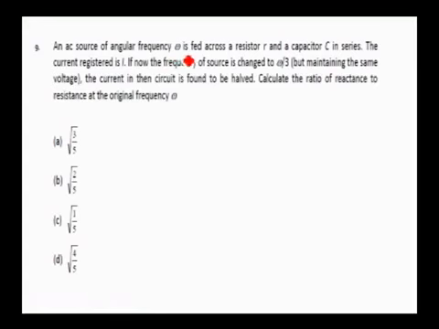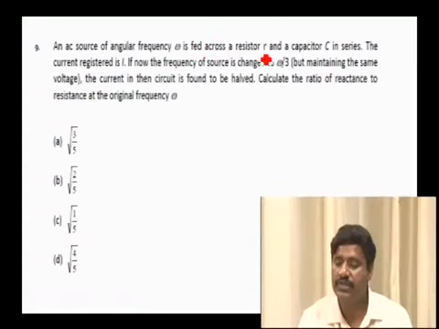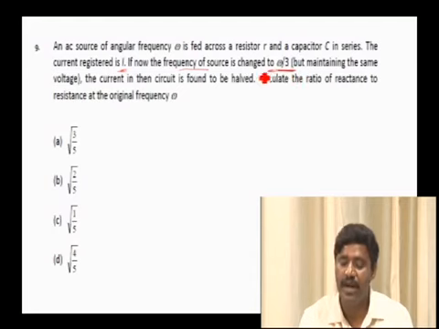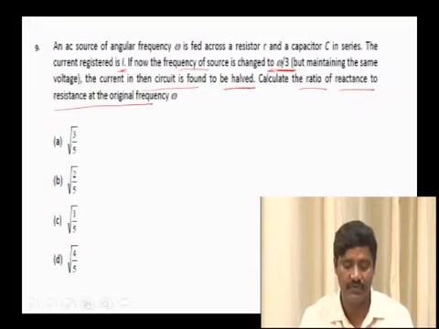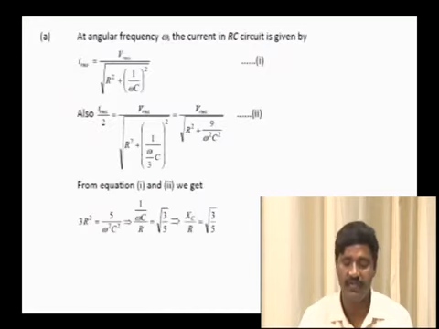An AC source of angular frequency omega is fed across a resistor R and a capacitor C in series. The current registered is I. If the frequency is changed to omega by 3, one third of its value, then the current in the circuit is found to be halved. Calculate the ratio of reactance to resistance. Options: root 3 by 5, root 2 by 5, root 1 by 5, root 4 by 5.